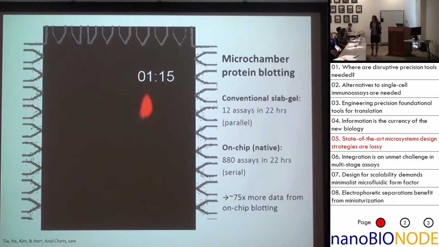So all of the transport processes I talked about a moment ago, this electrophoresis, the binding reactions, they can all be performed in a way that benefits from miniaturization. So it makes those processes more efficient, if you will, than on the macro scale. Okay? So that was our first iteration, I'll say, of the on-chip Western blot.